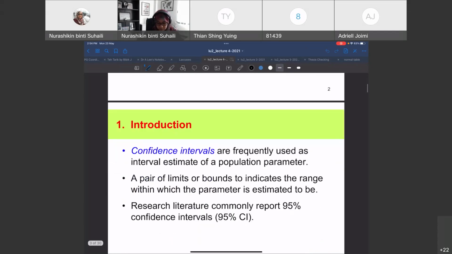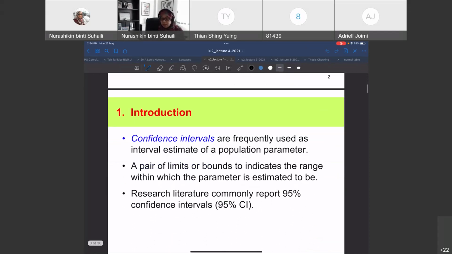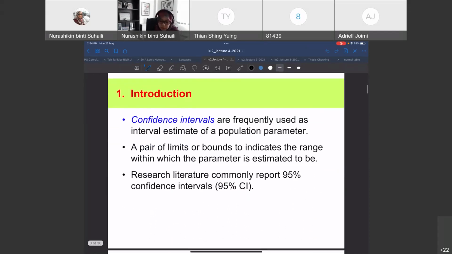First, let's have a look at confidence interval. Whenever you come across the term interval, it should be something related to a range, from what to what. So in statistics, we have a confidence interval. It's actually the interval that we are confident with.